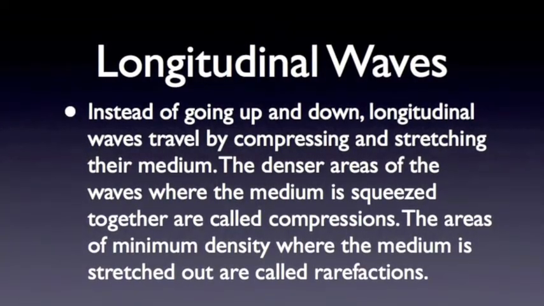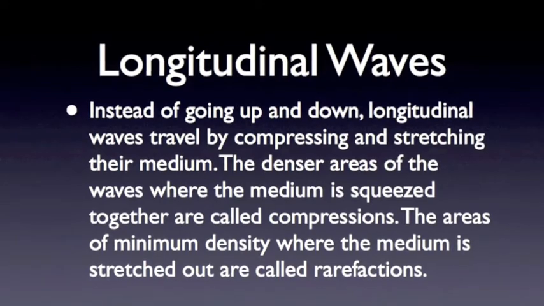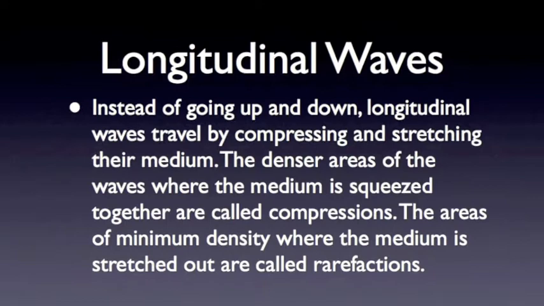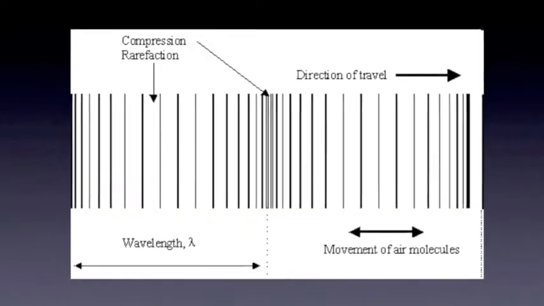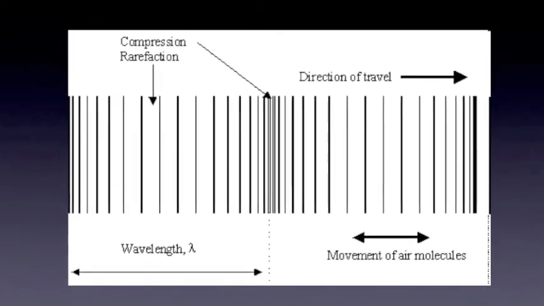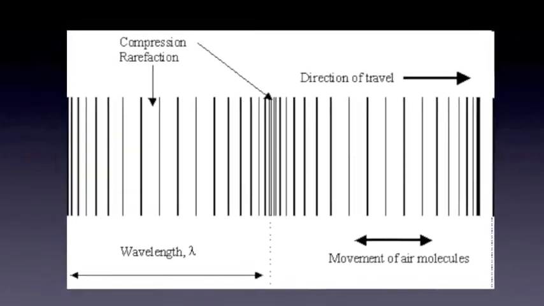Longitudinal waves. Instead of going up and down, longitudinal waves travel by compressing and stretching their medium. The denser areas of the waves, where the medium is squeezed together, are called compressions. The areas of minimum density, where the medium is stretched out, are called rarefactions.